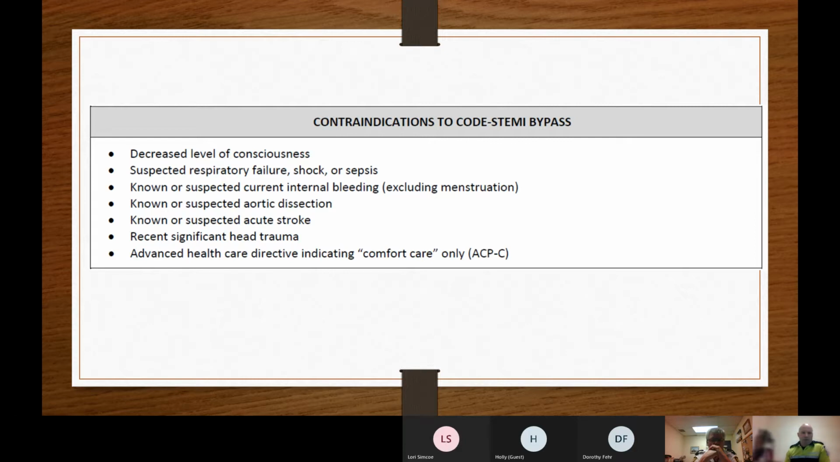So recent significant head trauma, that's going to take them out of using this bypass. That's going to be a higher priority. And advanced healthcare directive saying comfort care only. So again, with palliative care, we always say comfort care does not mean no care. We're still going to care for these patients. We can still give them pain control. We can still take them to the closest facility if that's their wishes. It just, we won't activate STEMI bypass.